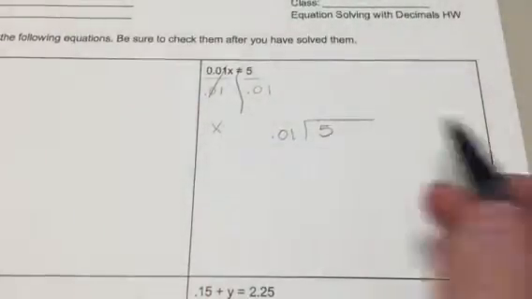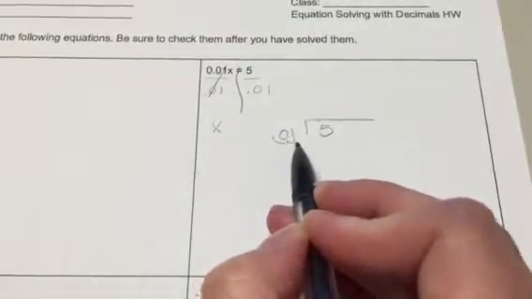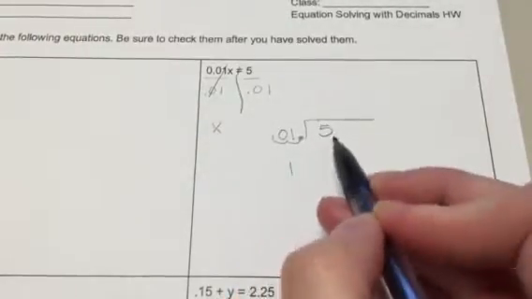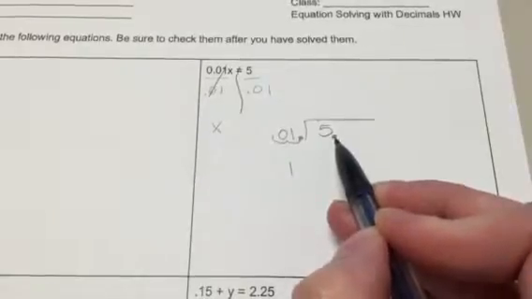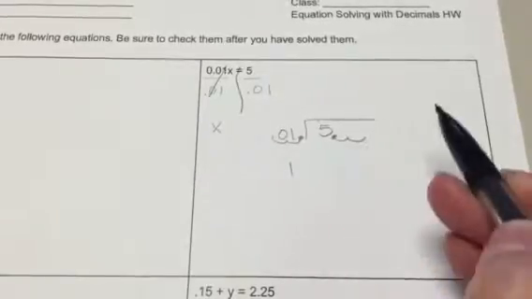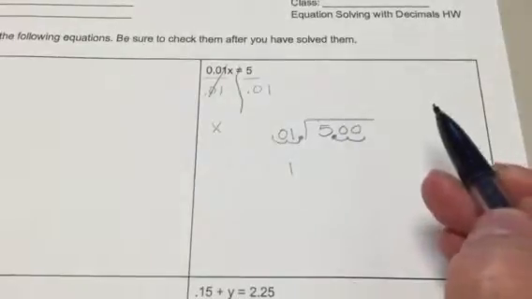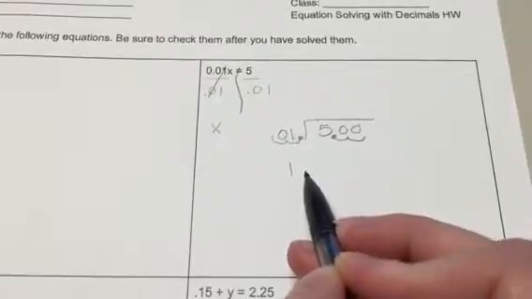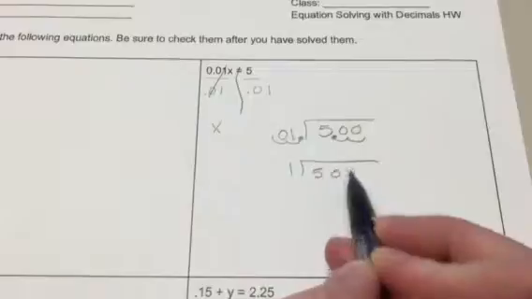So the top number is going to go under the division sign, and the 0.01 will go on the outside. And I've got to move the decimal over 2 spots on the 0.01 so that it becomes 1. Which means I'm going to have to move the decimal over at the 5 2 times. I'm going to use zeros as placeholders. So my new division problem becomes 1 divided by 500.